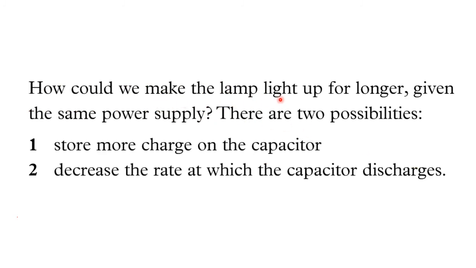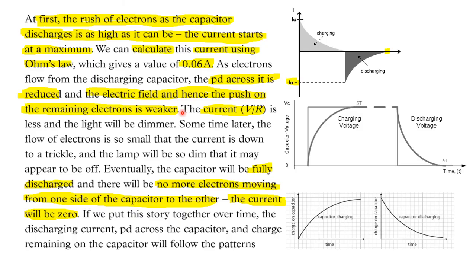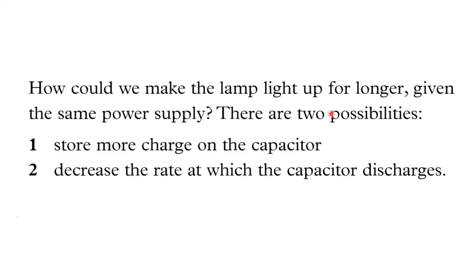How could we make the lamp there? How could you make the lamp light for more duration? We have two possibilities: store more charge on the capacitor, and decrease the rate at which the capacitor discharges. The rate of charge flowing out of the capacitor we have to decrease. We have to release it more slowly.